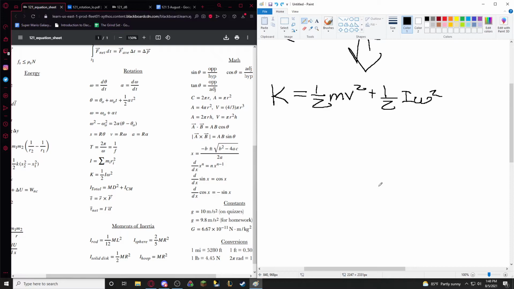The velocity is equal to the radius times the angular acceleration. Exactly. Not the angular acceleration. Oh, my bad. The angular velocity.